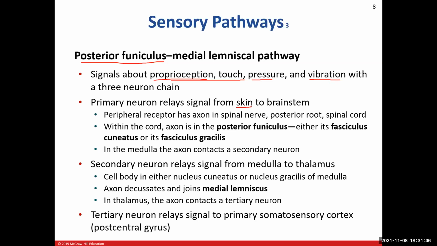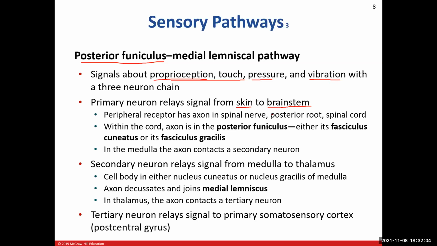And it's going to travel all the way to the brainstem. So it's not going to synapse in the spinal cord. Okay, the primary neuron is going to synapse on the secondary neuron in our brainstem. But we'll get to that in a second.